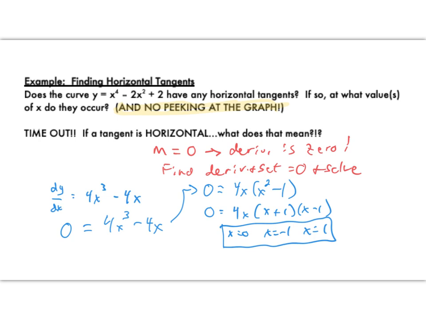So, going back to the idea of no peeking at the graph, now that you know this information, it's probably safe to say that there might be turning points at each one of those locations. Now, it's not guaranteed that there are turning points, but there might be. So, good information to know.